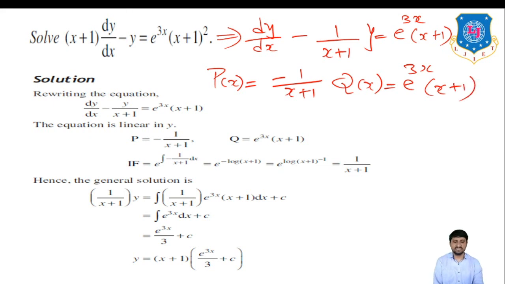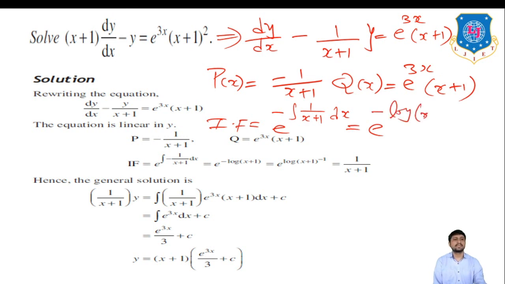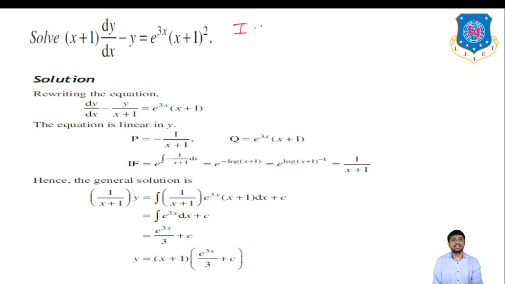First we find our integrating factor. The integrating factor is e raised to integration of p dx, so e raised to integration of minus 1 upon x plus 1 dx. That is e raised to minus integration of 1 upon x plus 1, which is log of x plus 1, so the integrating factor is 1 upon x plus 1. Now what is your solution? Integrating factor into y is equal to integration of integrating factor into q dx.